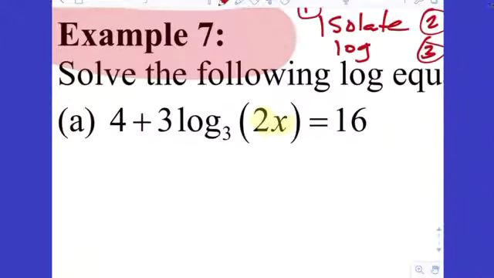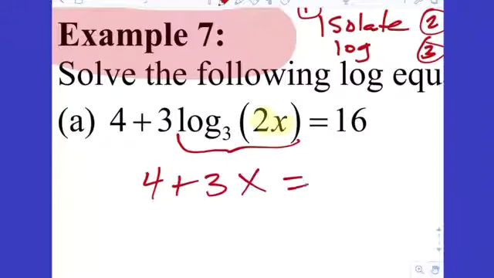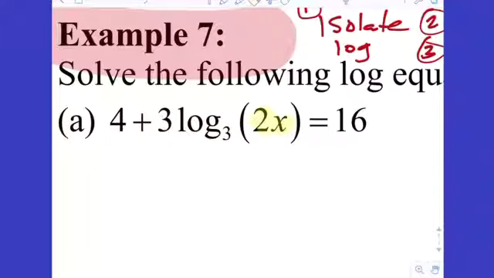All right, so if you look at this equation, we're trying to solve for x in the argument. Your goal is to get the log by itself. So if this were an Algebra 1 problem, it would just be 4 plus 3x equals 16. We're trying to isolate x. So, of course, back in Algebra 1, you would subtract 4 and divide by 3, right? It's the same thing here. You'd subtract 4 and divide by 3.